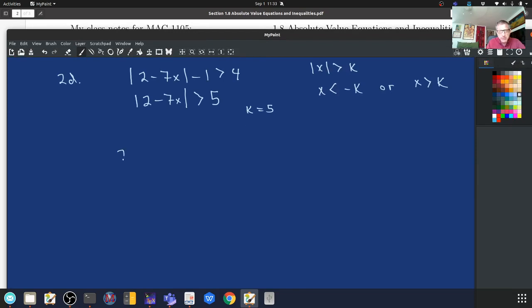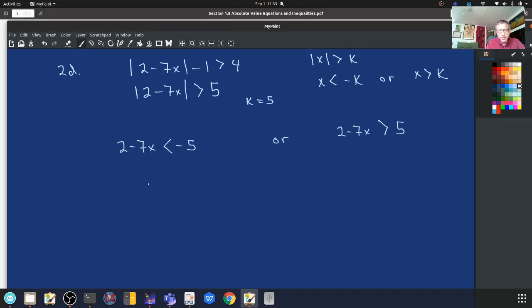So that tells me 2 minus 7x is less than minus k, which is minus 5, or 2 minus 7x is greater than 5. This is literally the visualization from the very first part. So again, I'm going to move the minus 5 over and it's going to become a plus 5. And I'm going to move the minus 7x over to give me 7x.